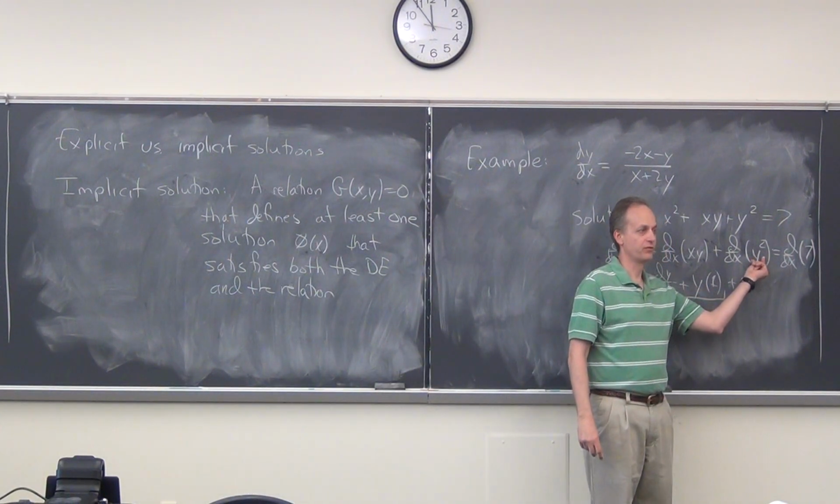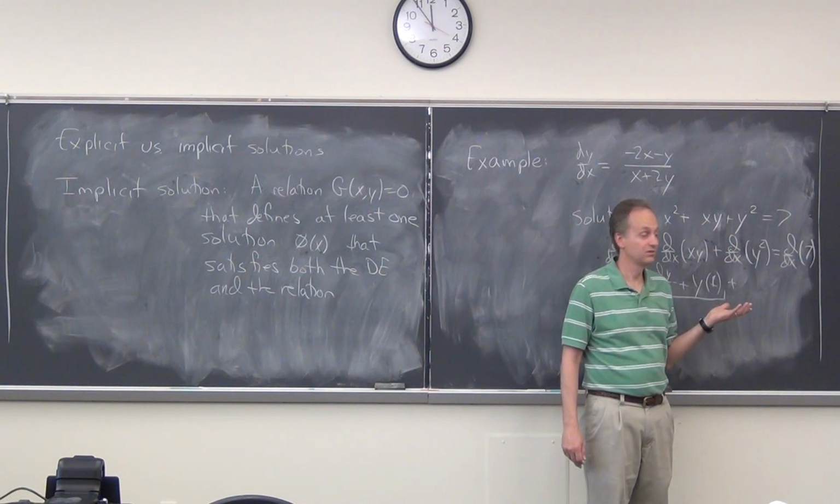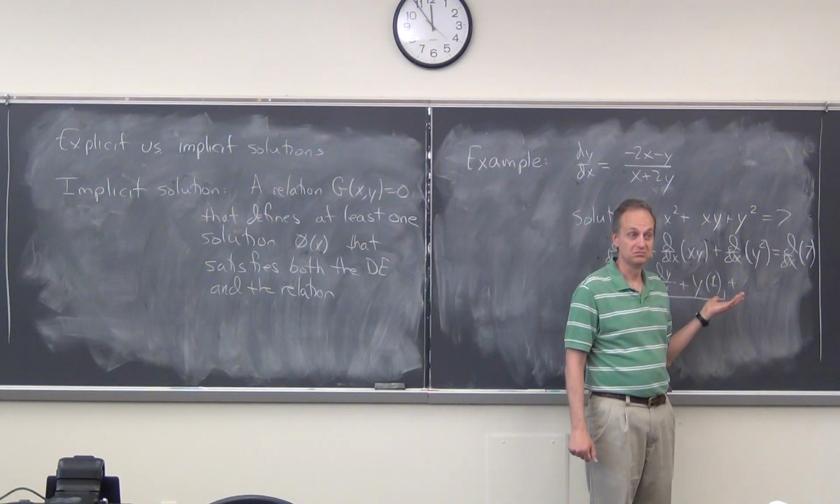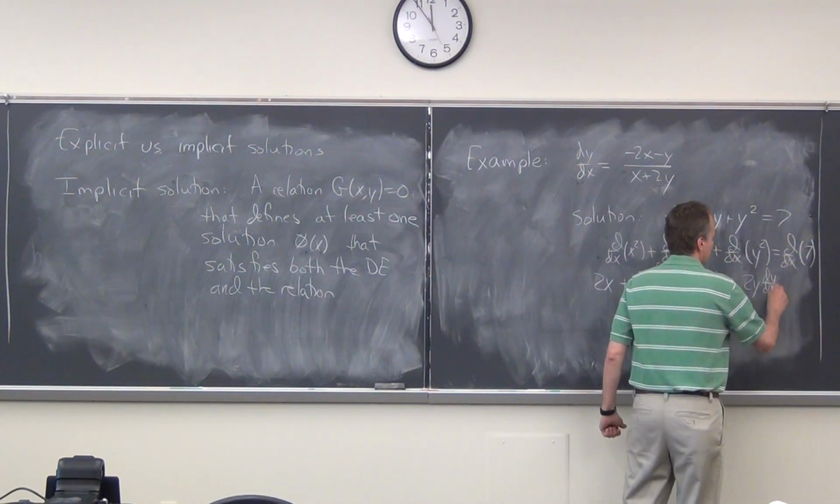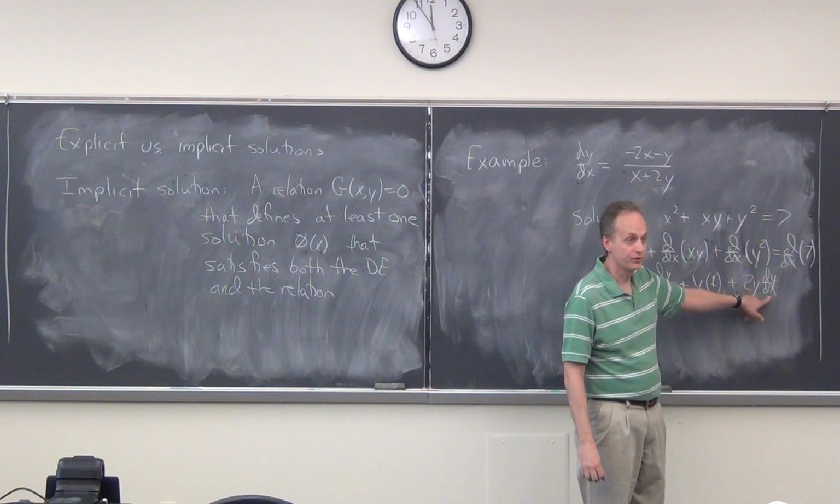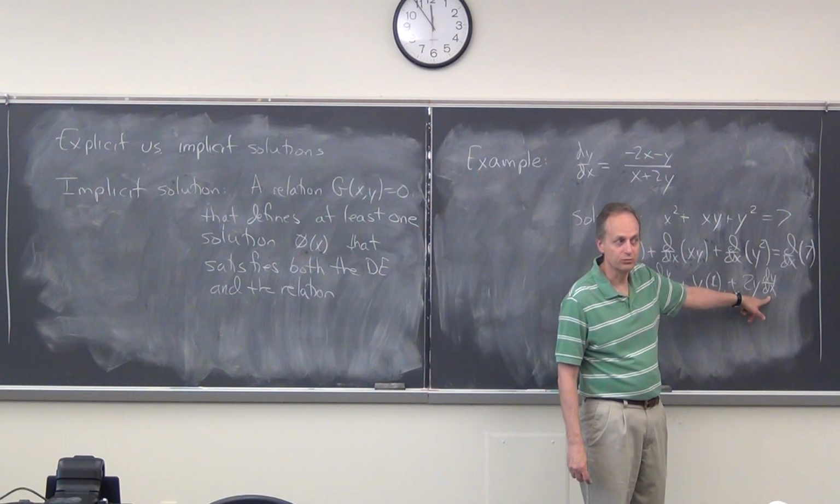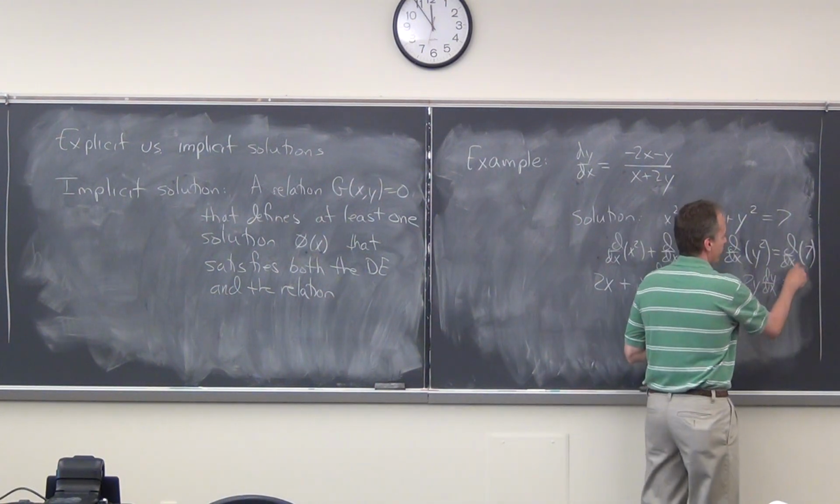Well, we have to take the derivative of y squared with respect to x. That requires a chain rule. So this is just 2y times the derivative of y. The derivative of the outer function times the derivative of the inner function. Chain rule. And on the right, we get 0.